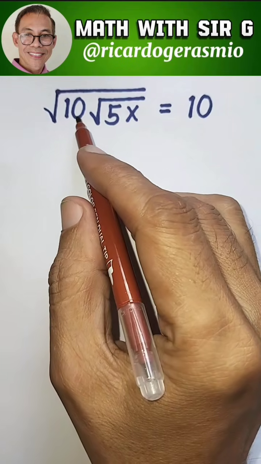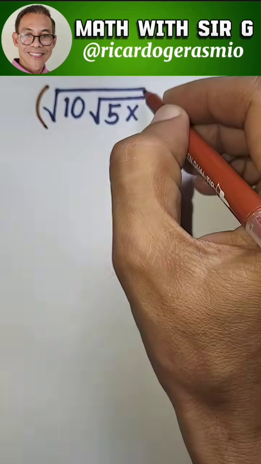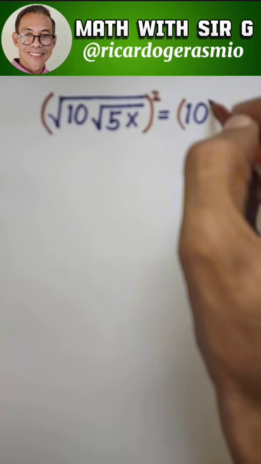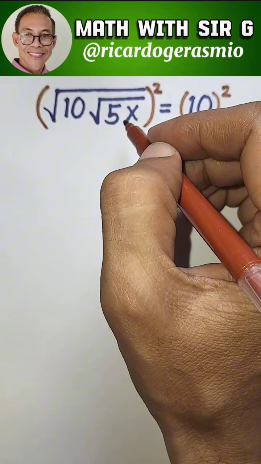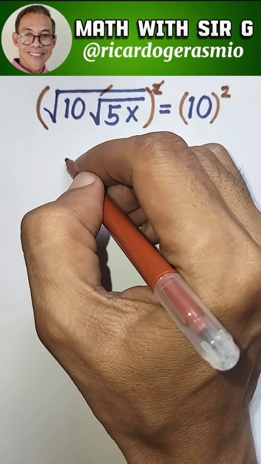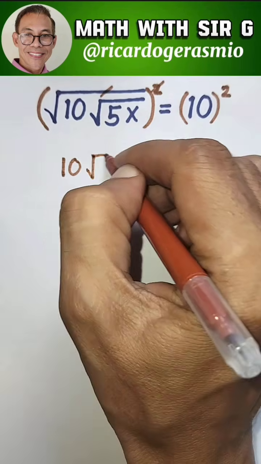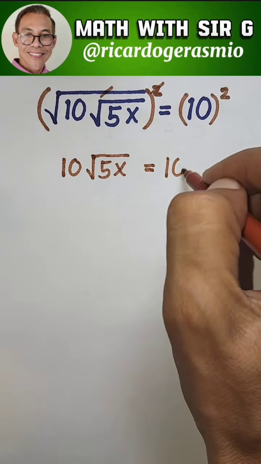Let's solve this equation. Square root of 10 square root of 5x equals 10. So first, let's square both sides, and square also 10. So the square root of 10 square root of 5x simply cancels this, and then we will have 10 square root of 5x equals 10 times 10 is 100.